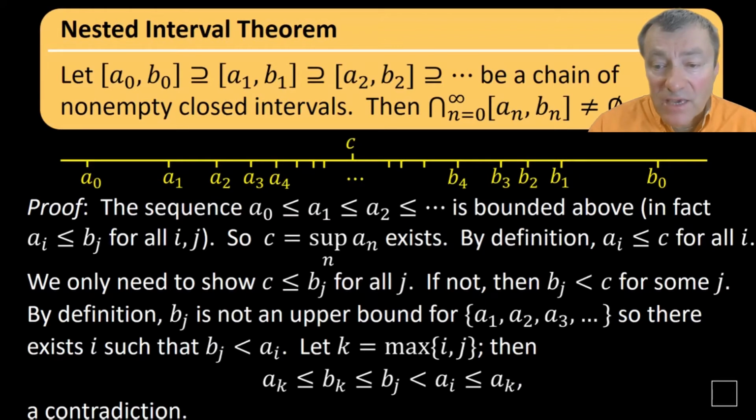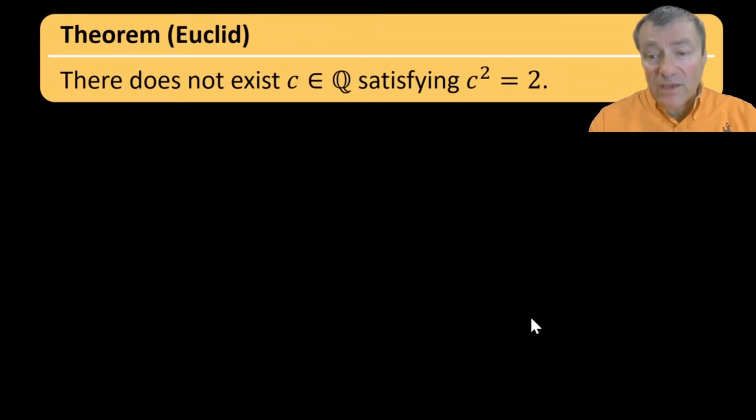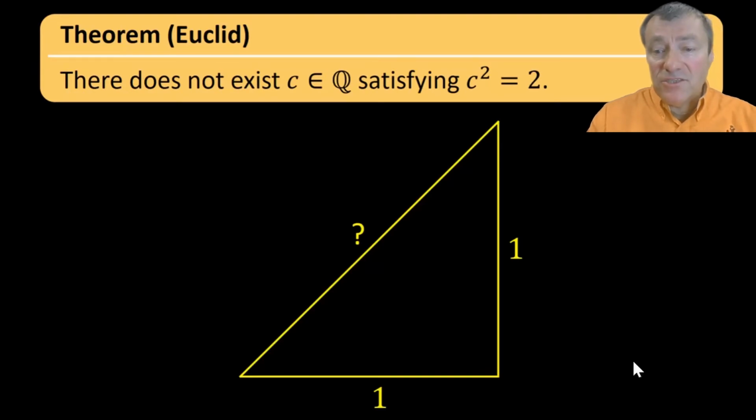As a first application of the nested interval theorem, we're going to prove the existence of the square root of 2 in the real numbers system. But first, I want to remind you that the square root of 2 does not exist already in the rational numbers. This has been known for a long time, certainly to the ancient Greeks. Actually, the ancient Greeks recognized the existence of line segments whose length was square root of 2. Or rather, in this right-angled triangle, we have two sides whose ratio is square root of 2.